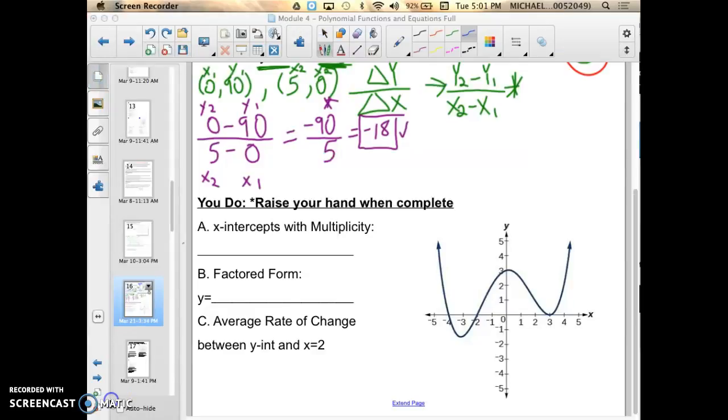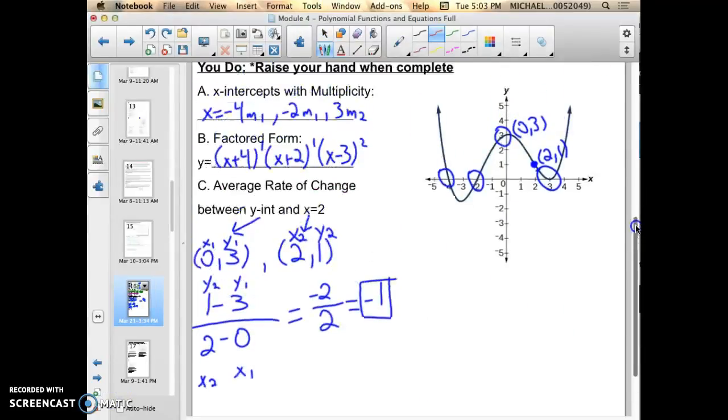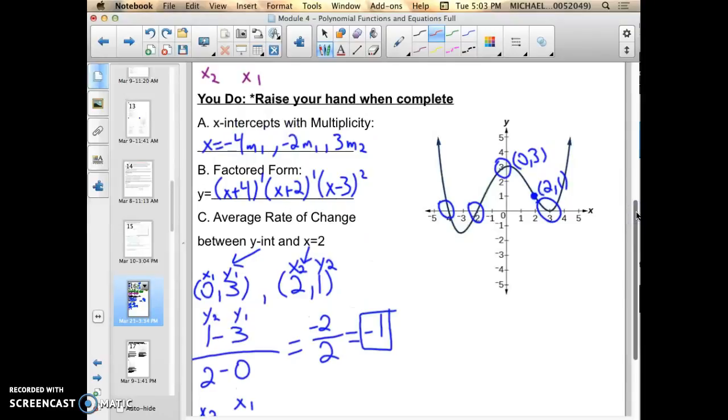At this point, you should have paused the video and tried your example, the you-do problem, on your own, A, B, and C. A, I have found the x-intercepts with multiplicity here. B, I put them into factored form. And I didn't include this yet, but I know that it has a highest power of 1 plus 1 plus 2 is 4, so x raised to the 4th. And that tells me then, because the highest power is even, that this is an even polynomial.